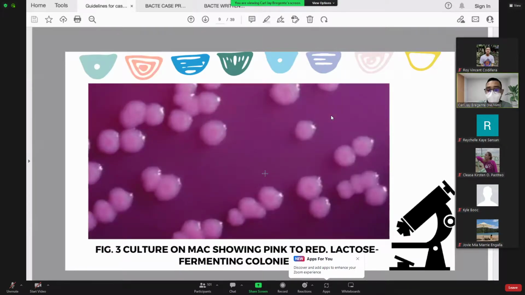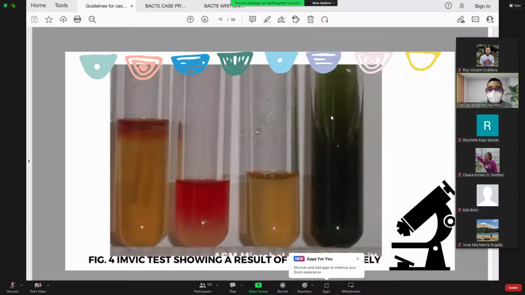On MacConkey agar, the culture shows pink to red lactose-fermenting colonies. The biochemical tests show the IMViC result as positive, positive, negative, negative. So this is your indole on the first group. IMViC stands for indole, methyl red, Voges-Proskauer, and C is for citrate. So you read the notes that I gave you.